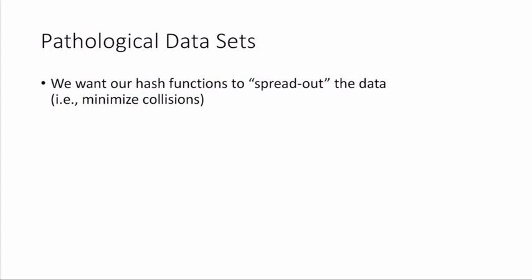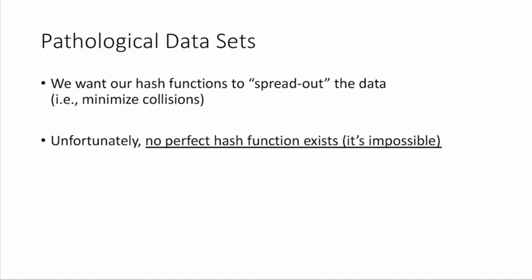Okay, so that assumes that the person that's using your hash table is playing nice, and that's not always going to be the case. So what you're trying to do is create hash functions that spread the data out in your table. Another way to say that is that you're trying to minimize collisions. Unfortunately, it's not possible to create a hash function that always does this, and we'll talk about why in the next video. But just know that the sad fact of life is that it's impossible to create a perfect hash function that will always spread the data out.